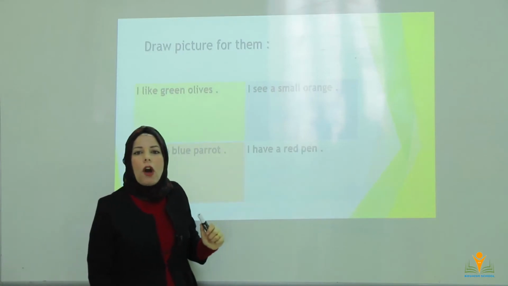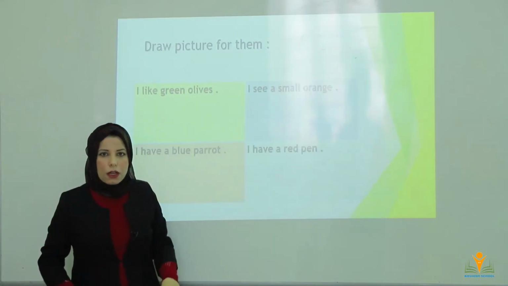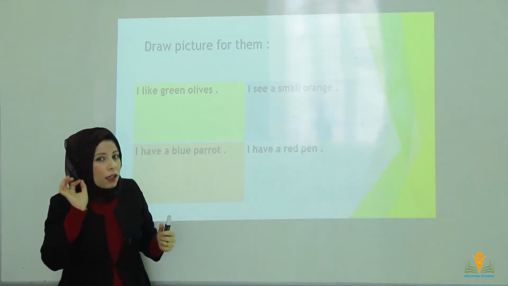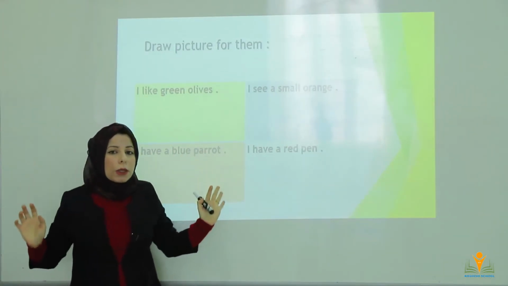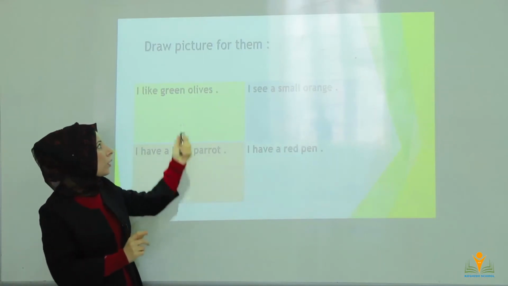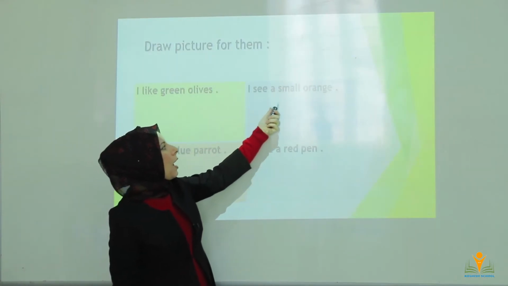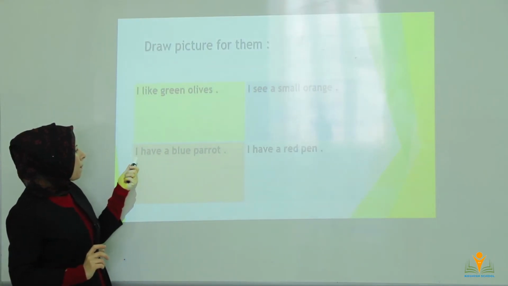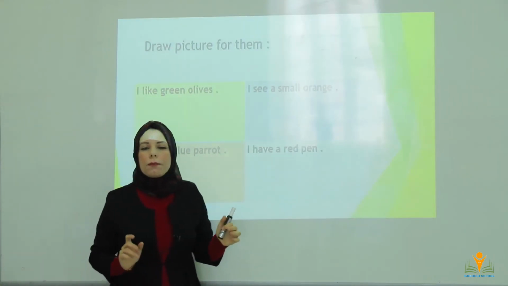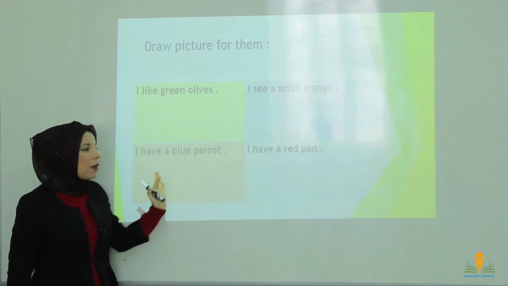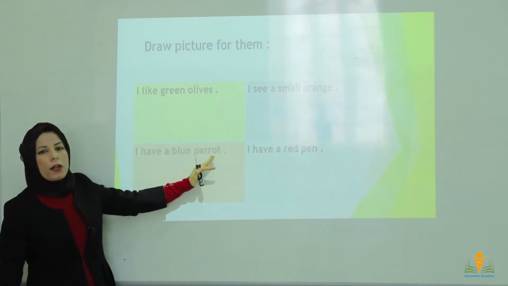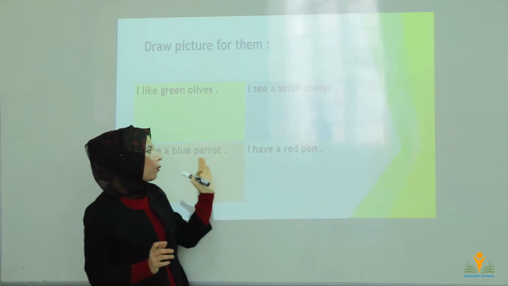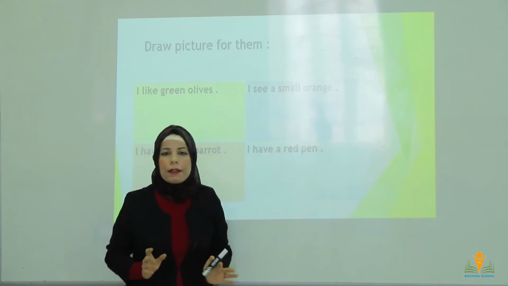I like green olives. You draw yourself with green olives. Guys, be careful of the color, please, okay? Don't color whatever you want. You have to color what I said. Next, I see small oranges. I have a blue parrot. You will draw yourself with the blue parrot. What color is it? Blue, guys. Don't color other things, okay? Blue. I have a red pen.